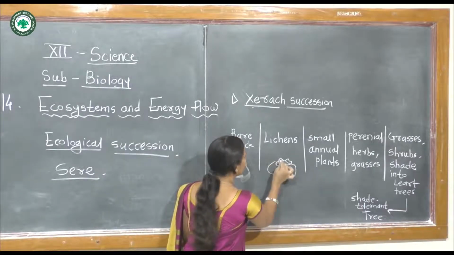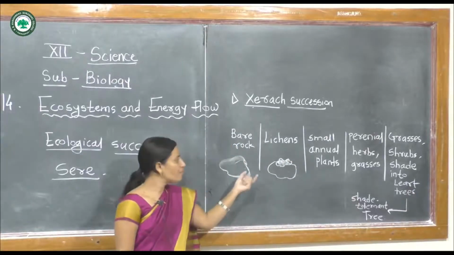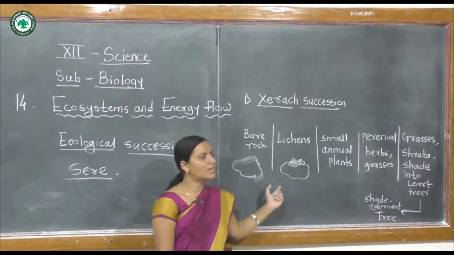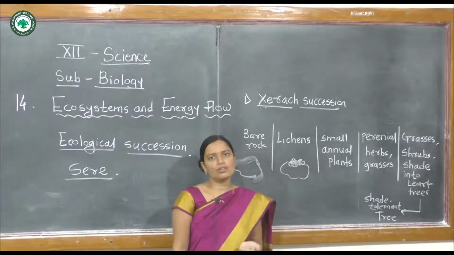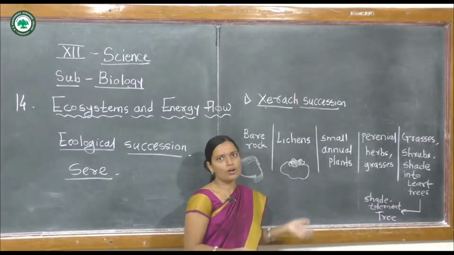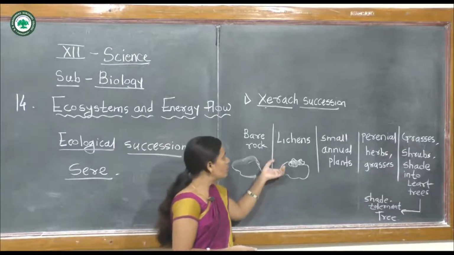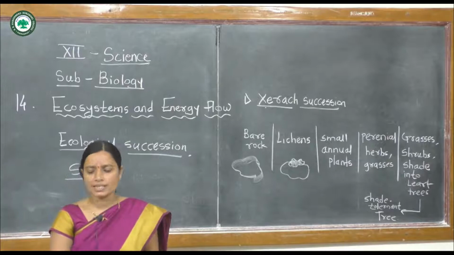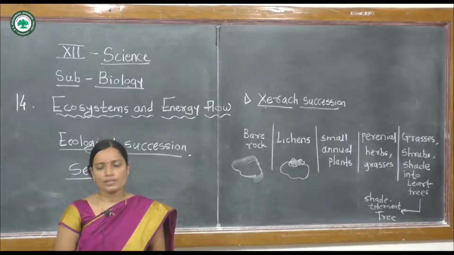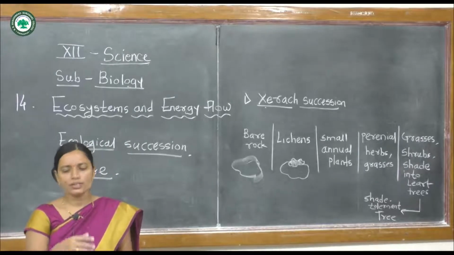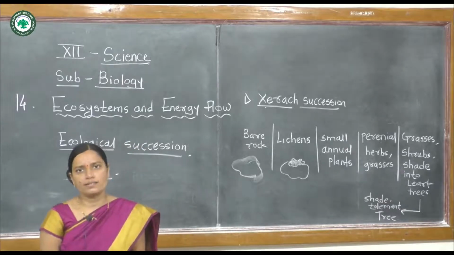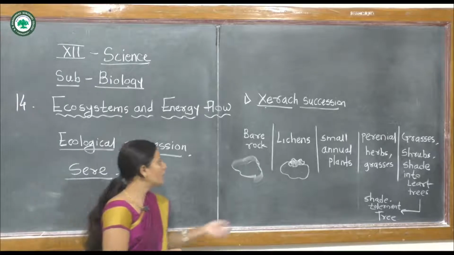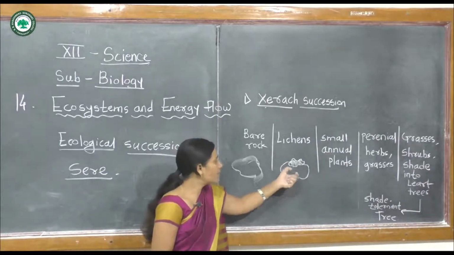Lichens are found on barren rock first, in the xeric condition. Lichen is a symbiotic association, where algae and fungus live together and form a new group called lichens. The lichen forms in this rocky region, and the rock is converted into soil. This succession, which starts on dry habitats, sandy soils and barren rocks, is called xerarch succession. As lichens grow, they are responsible for weathering the rock, and the rock converts into soil.